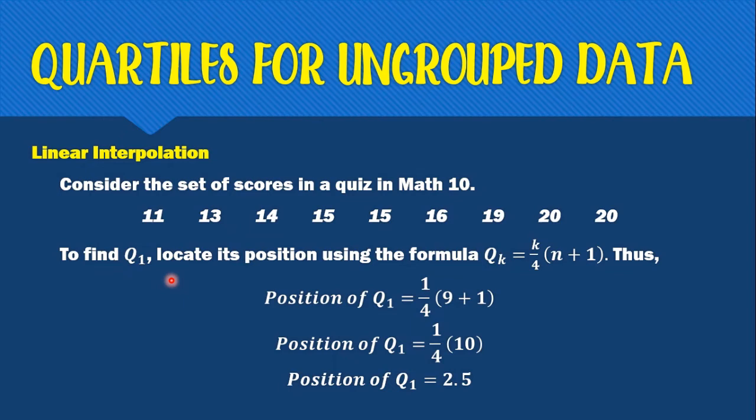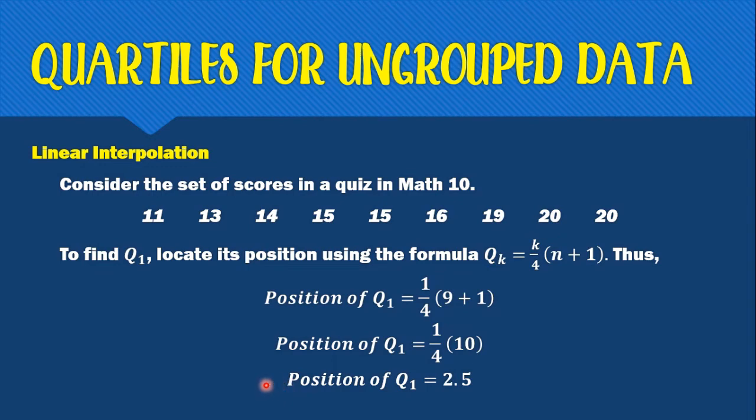We locate the position of the score in the distribution. So again, we use Q sub k is equal to k over 4 times the quantity of n plus 1. Thus, by substitution, we are looking for the first quartile. So our k is equal to 1. So 1/4 times our n again is 9. 9 plus 1 is 10. And 1/4 of 10 is 2.5.